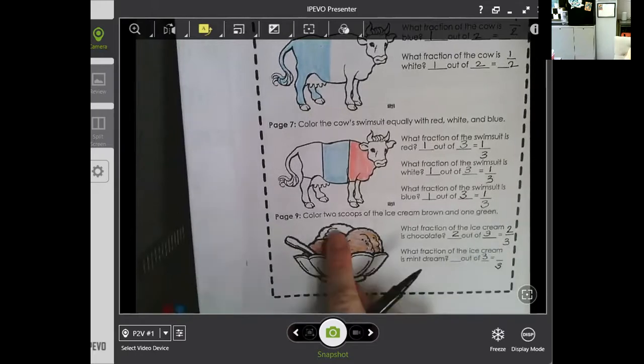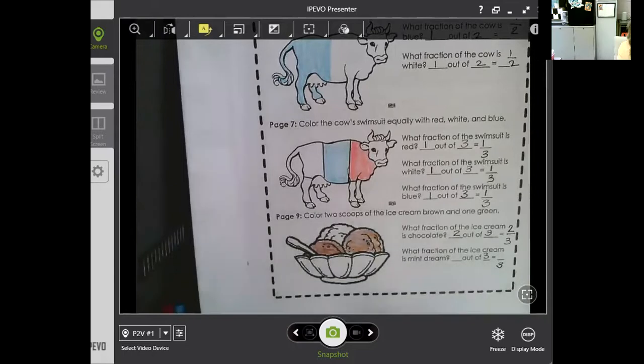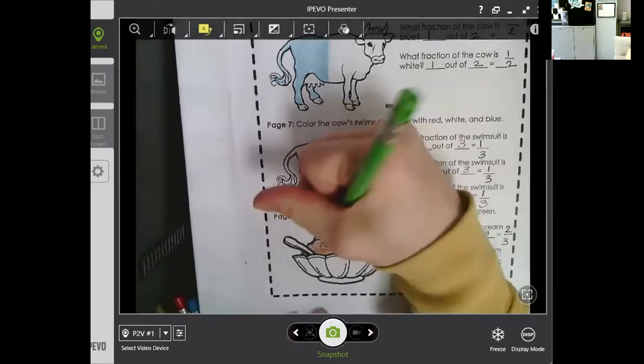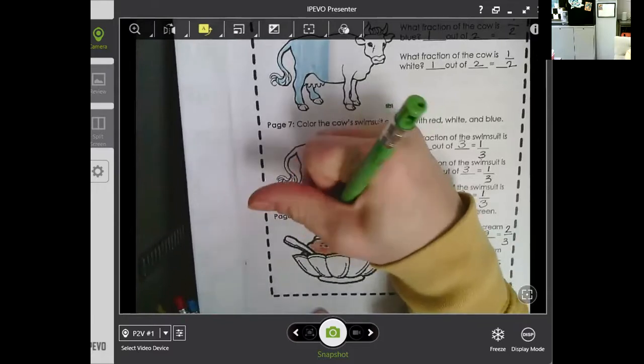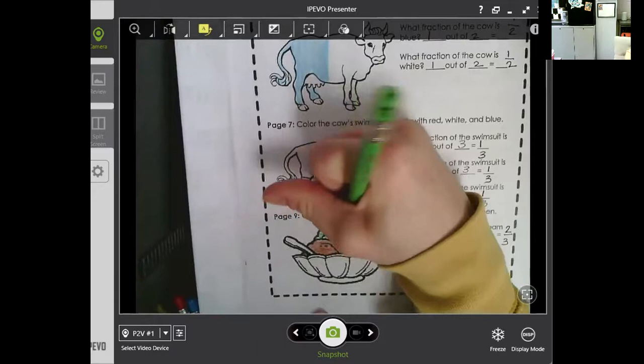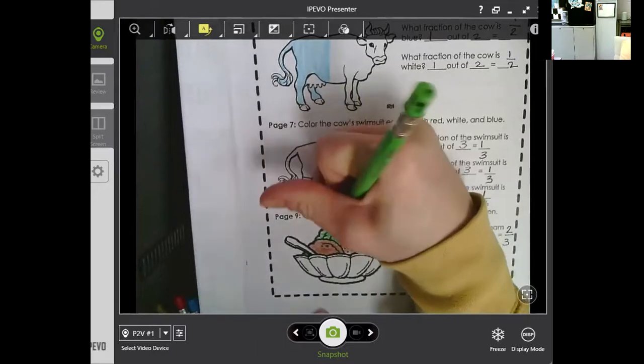What fraction of the ice cream is mint cream? Gandalf is making a lot of noise in the background. I don't know if you can hear him or not.